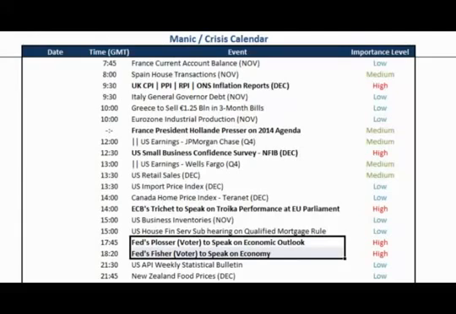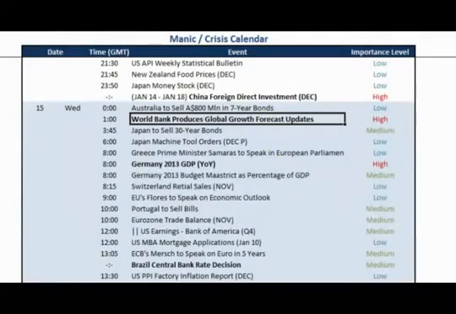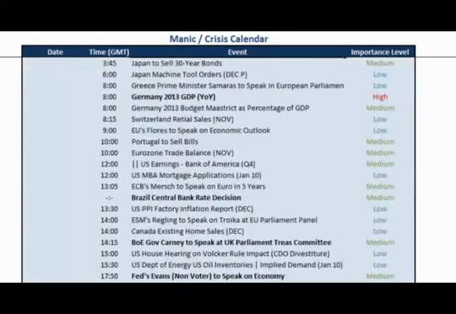It just so happens that both of the people that we have tomorrow are voters, which is an important distinction, and they are hawks, which is an even more important distinction. All right, so that's going to be important. We're going to have growth forecasts from the World Bank, noteworthy for longer-term expectations and benchmarking those expectations.